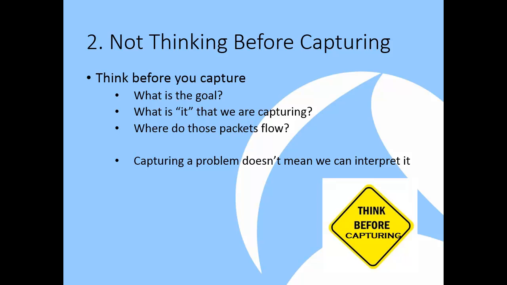Also, an important thing: where do the packets flow? We don't want to assume that packets flow through a certain link, and that's where we put our visibility tool, and then only find out that we were wrong, that the traffic actually goes to a different server, or perhaps is pathed around us on a different network connection. So where do those packets flow? That's also critical data that we need to be sure we know in advance.